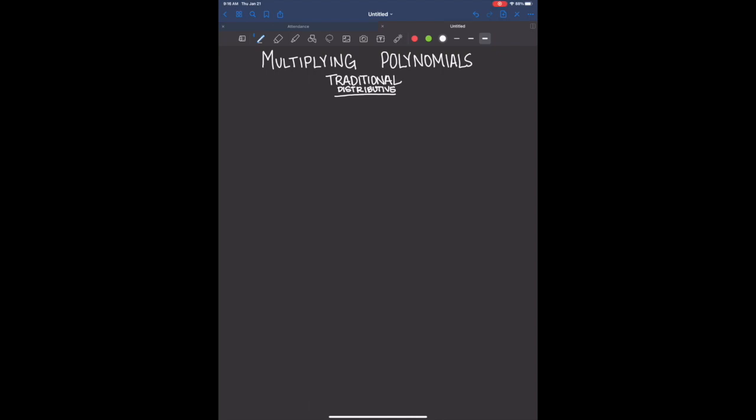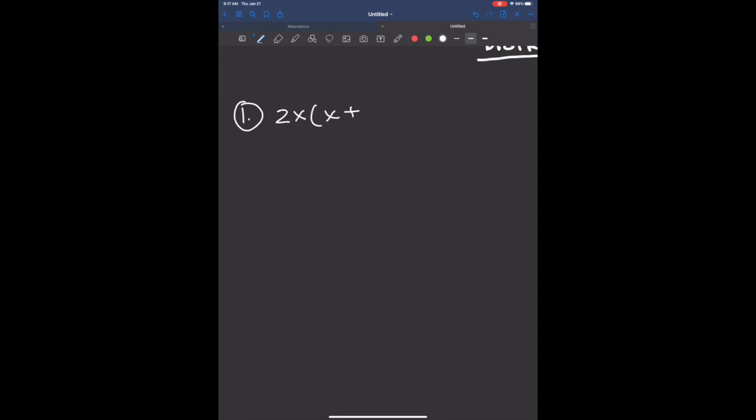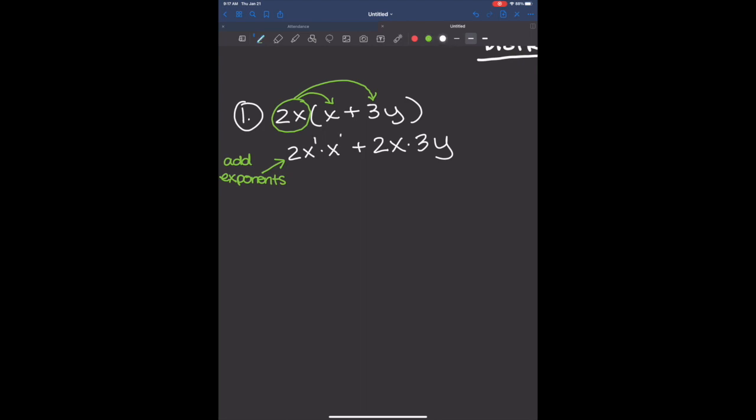We are multiplying polynomials in the traditional distributive property way. So for our first example, we've got 2x times x plus 3y. So we're going to distribute the 2x, and remember, when we're distributing, we are going to end up adding the exponents. So that 2x times x, they both have an exponent of 1, and we are going to add 1 plus 1 to get 2x squared. Then we multiply the 2 and the 3, and then we just stick the x and y next to each other because that means multiplication.